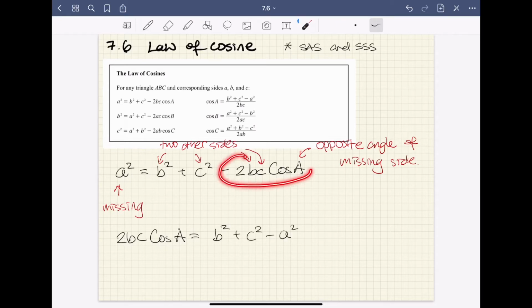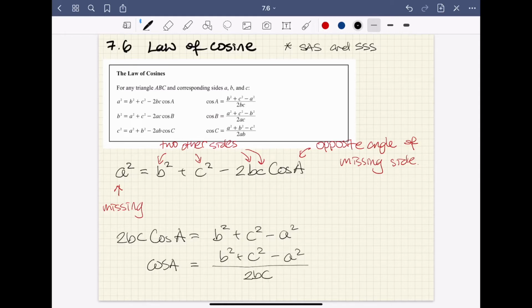So here I move this term to the left side, and I move the a squared to the right. Okay, so to isolate cos A, I'll need to divide both sides by 2bc. I'll need to divide this factor here. So cos A then is equal to b squared plus c squared minus a squared, all divided by 2bc. And so if the question asks you to find the angle, you can just plug in all the sides into this equation and use arc cos, that's shift cos, to find the angle.